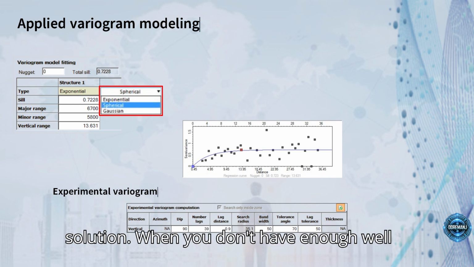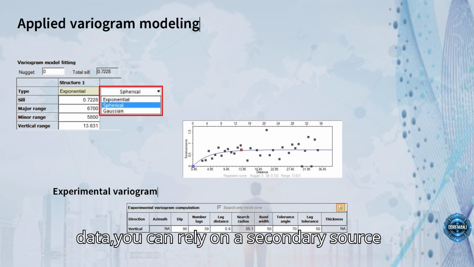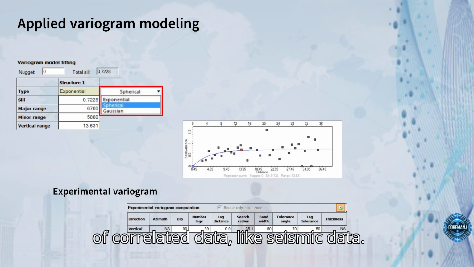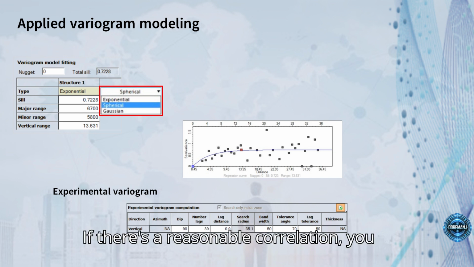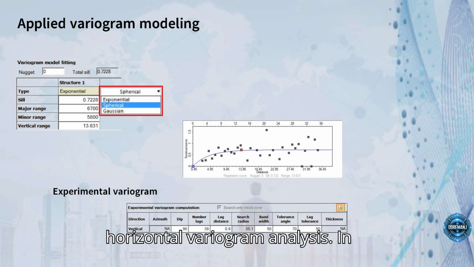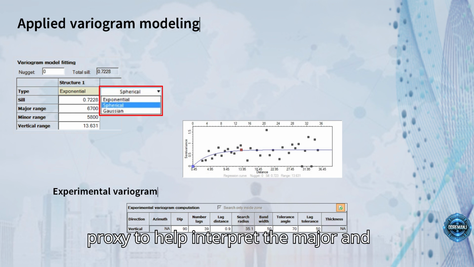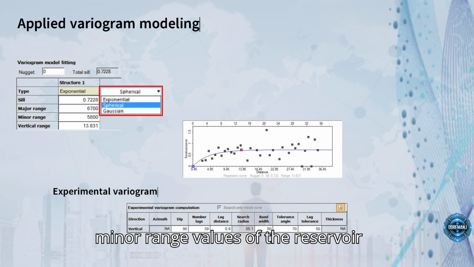When you don't have enough well data, you can rely on a secondary source of correlated data, like seismic data. If there's a reasonable correlation, you can use this secondary data to perform horizontal variogram analysis. In essence, seismic data becomes a proxy to help interpret the major and minor range values of the reservoir structure.